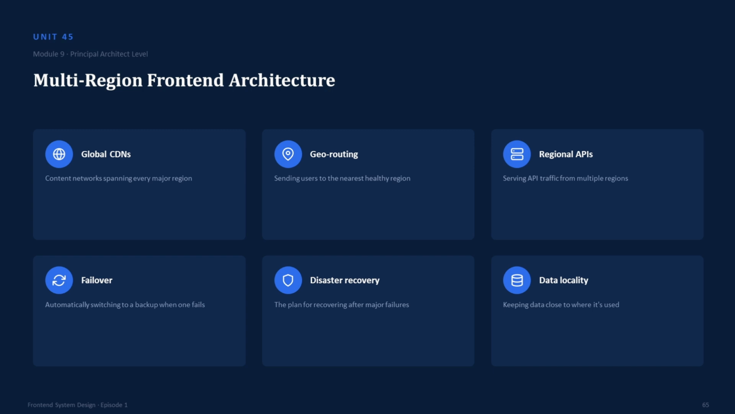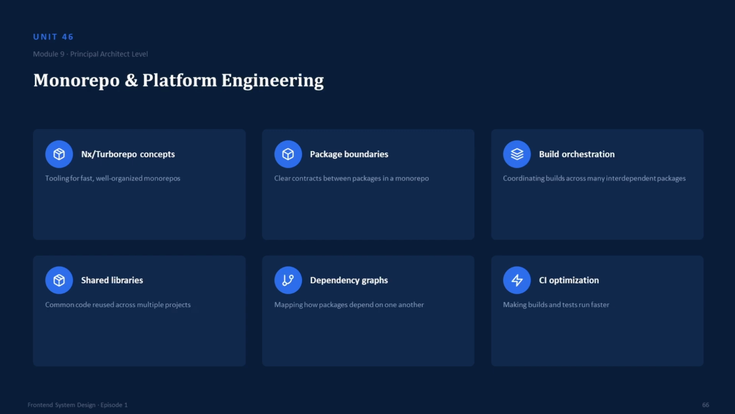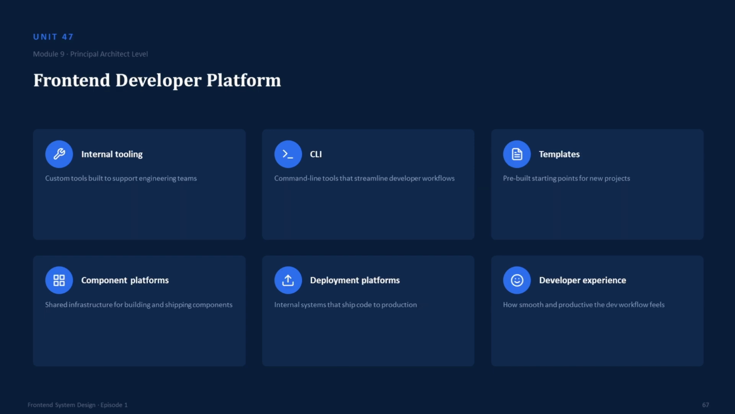Then multi-region front-end architecture. Okay, so how to use the global CDNs, how to do the geo routing. For example, suppose there are many healthy regions, right? Suppose AWS CDN is in many places, but how do you send the user to the nearest healthy region? We'll see this in geo routing. Then disaster recovery, all these things. Then we'll see monorepo and platform engineering. So here the most important concept is NX or Turborepo, and then how to do shared libraries, dependency graphs, all these things. Then we'll go for the front-end developer platform.